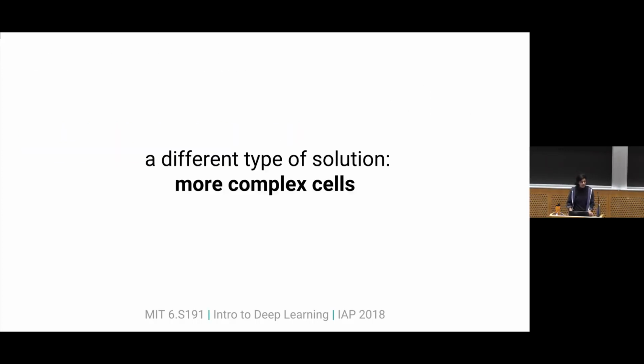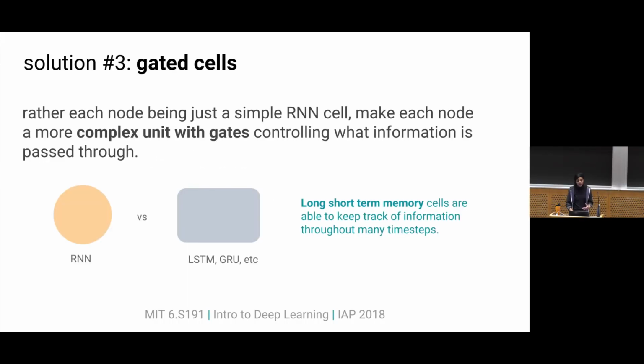The next solution is very different. It involves actually adding a lot more complexity to the network, using a more complex type of cell called a gated cell. Rather than each node just being that simple RNN unit that I showed at the beginning, we'll replace it with a much more complicated cell. A very common gated cell is something called an LSTM, or long short-term memory cell. Like its name implies, LSTM cells are able to keep memory within the cell state, unchanged for many time steps. This allows them to effectively model longer-term dependencies.